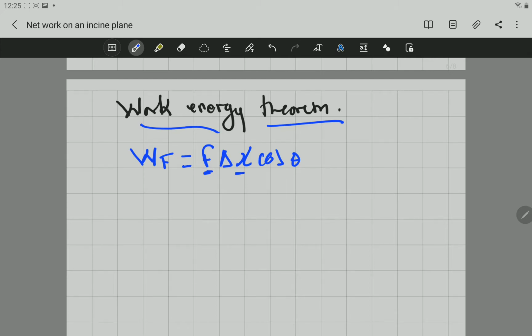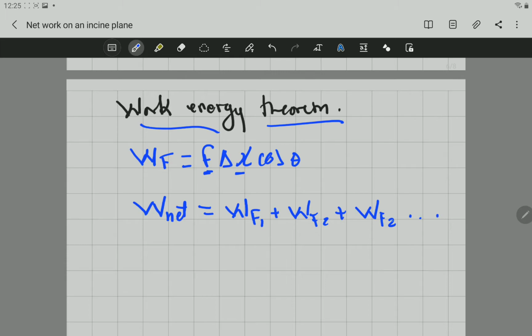Then we also learned that on the object there are many forces acting, and then you can get the net work, or the work done by the net force, and that is equal to the algebraic addition of the work done by all the forces. Okay, so this was done in previous videos.